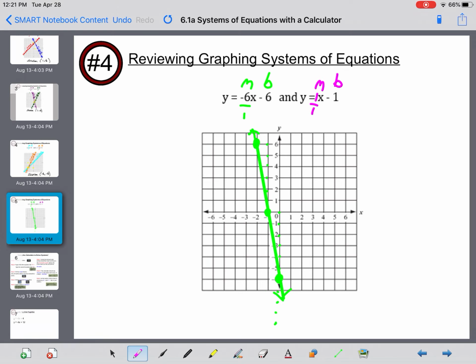Again, we have m and b. M is 1 over 1. B is negative 1. We're going to go up 1 over 1, up 1 over 1, up 1 over 1, and so on.